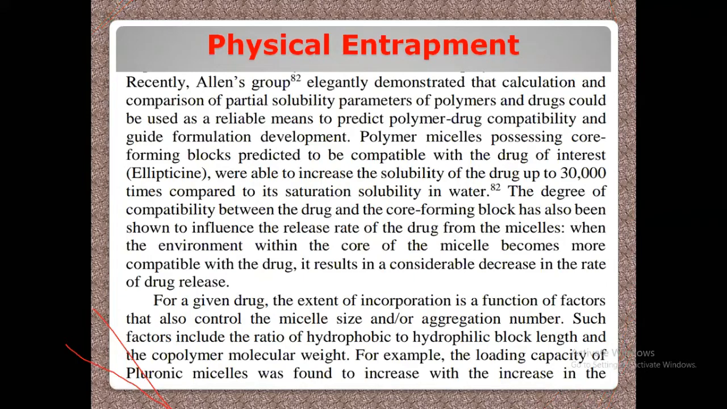Recently, Allen's group elegantly demonstrated that the calculation and comparison of partial solubility parameters of polymers and drugs could be used as a reliable means to predict polymer drug compatibility and guide formulation development. So these polymer micelles possess core forming blocks predicted to be compatible with the drug of interest. For example, ellipticine, another drug. So they were able to increase the solubility of the drug up to 30,000 times compared to its saturation solubility in ordinary water, distilled water.